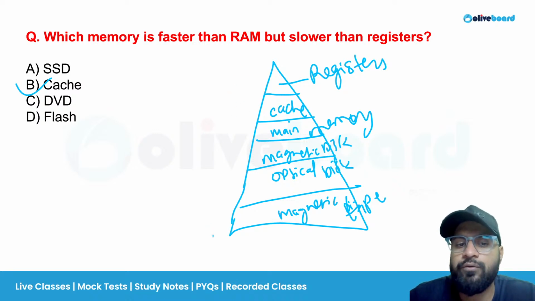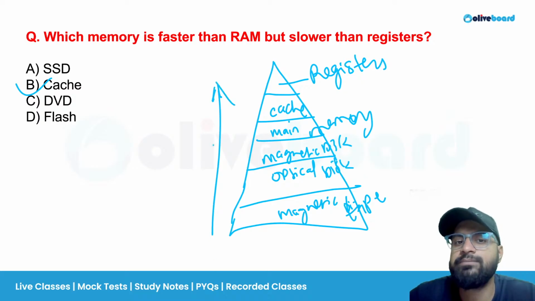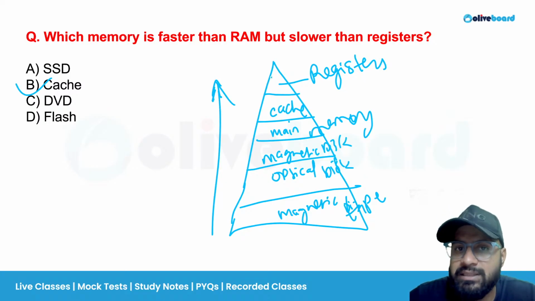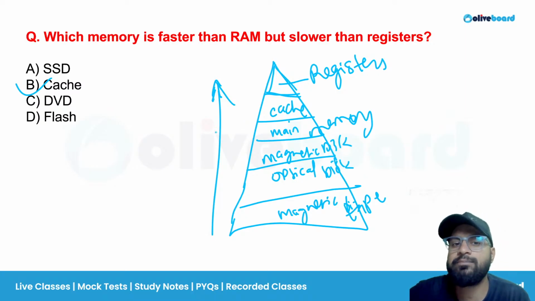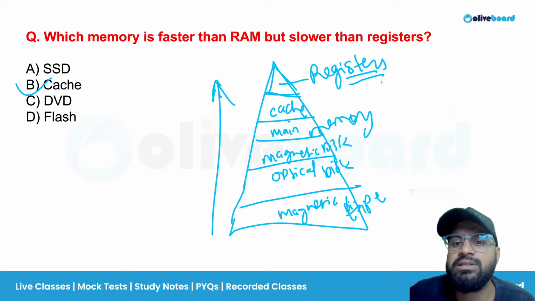If you go from bottom to top, students, the access time will increase. This one will have the less access time. If you go from top to bottom, per cost, registers are costlier compared to these devices here.